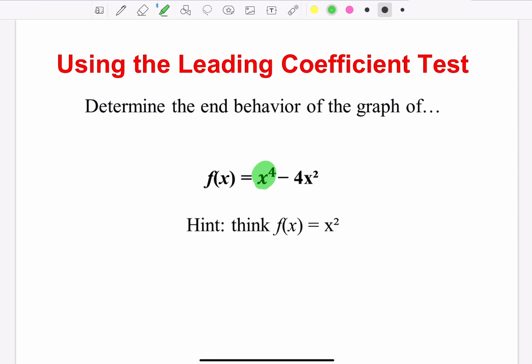It only depends on the leading term, which includes the degree and the coefficient of the leading term. So here the degree is 4 and the coefficient of the leading term is positive 1. Degree is 4, the leading coefficient is greater than 0. So that means the end behavior of my graph is going to be something like this. Again, we're not graphing it yet. We're just thinking about the end behavior.